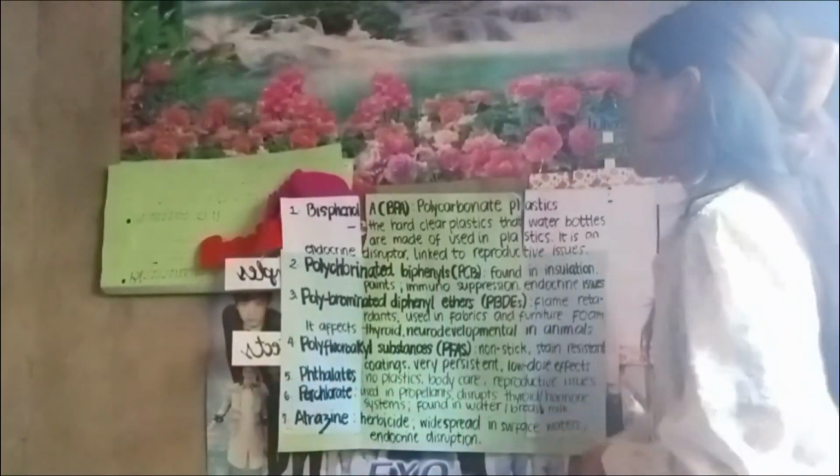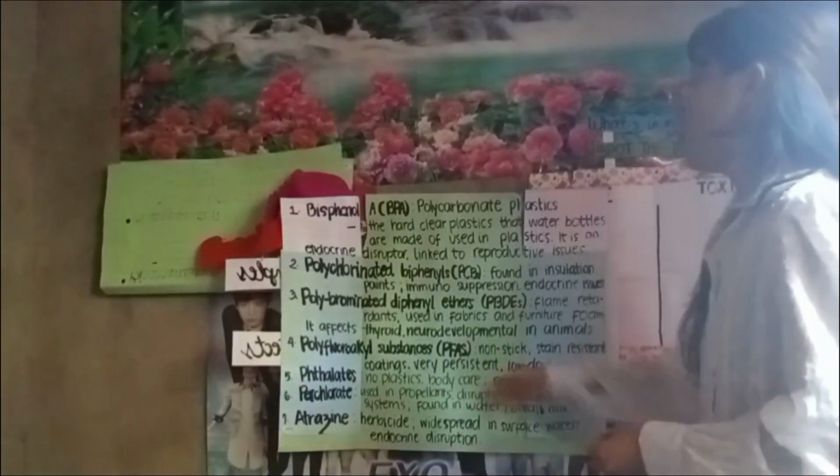Right, now, next one is the polychlorinated biphenyls, or the PCBs. It is found in insulation and paints, also in immunosuppression, and it creates an effect of endocrine issues. So polybrominated diphenyl ethers, the PBDEs, are a flame retardant. They are used in fabrics and furniture foam, and they affect the thyroid and neurodevelopment in animals. So it doesn't just affect people, but also animals.